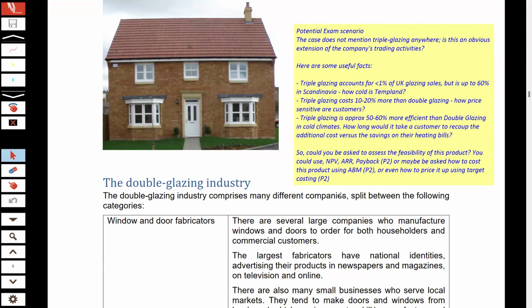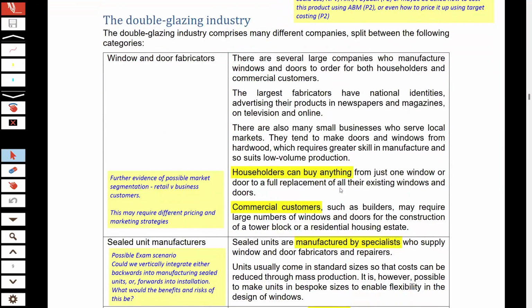Okay, now let's make sure we really do understand this industry. So we need to make sure that we understand where in this industry does Shinyglas fit. So Shinyglas is a window and door fabricator. That is what Shinyglas does. It points out here that there are several large companies who manufacture windows and doors, and that is what Shinyglas does. They manufacture the windows and doors for householders, residential customers, and for commercial customers.